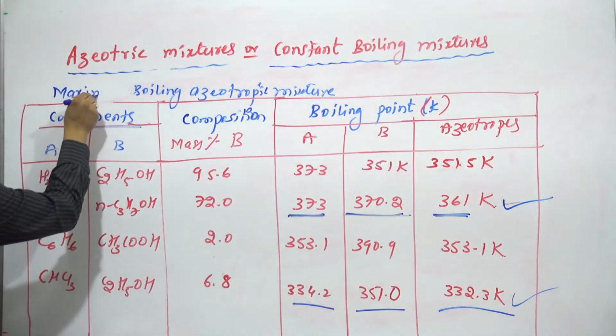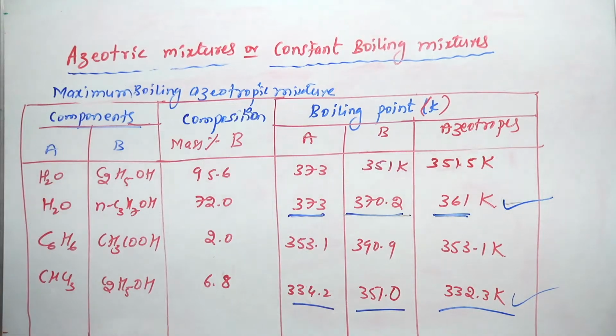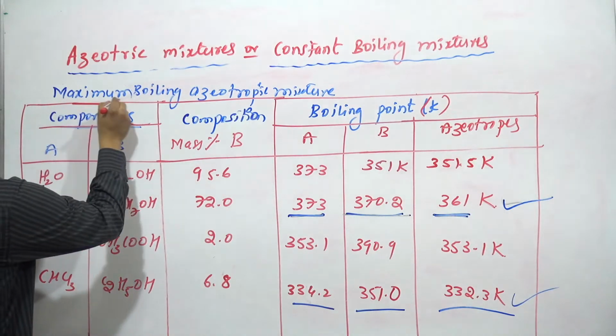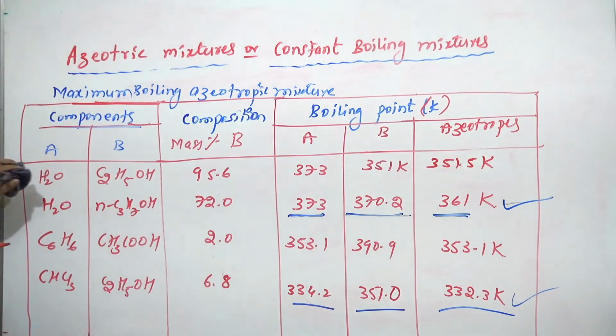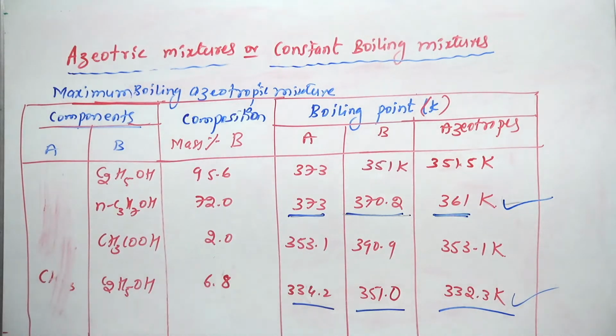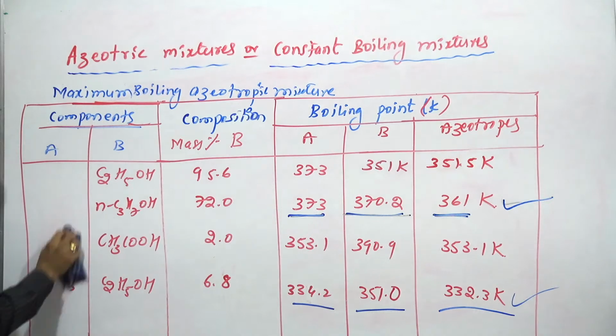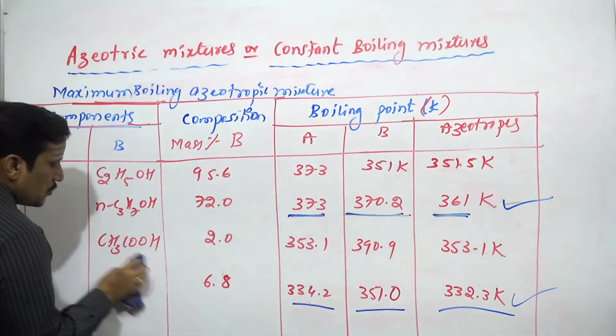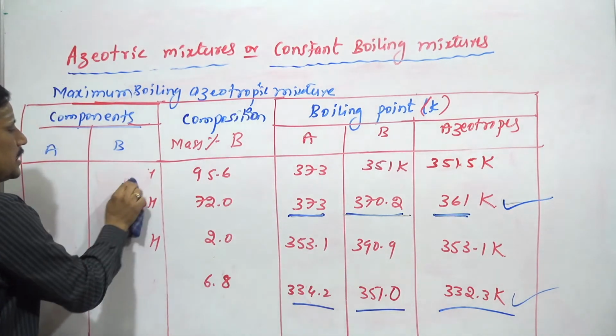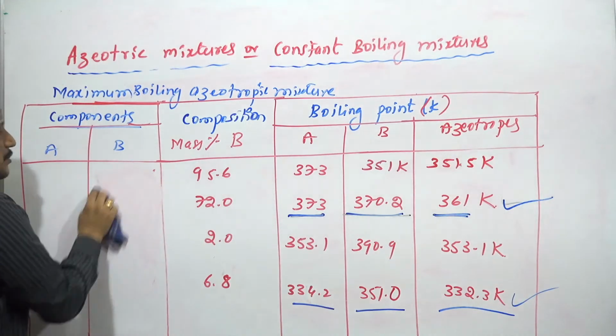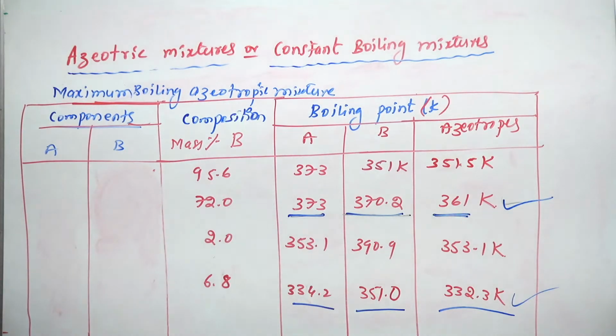Maximum boiling azeotropic mixtures. Their examples are different. Different examples are there for a minimum boiling azeotropic mixture and a maximum boiling one, obviously, because what type of deviation from Raoult's law it shows, that matters.